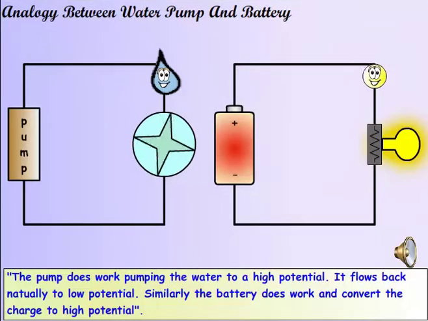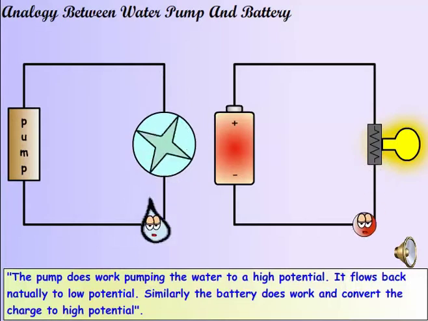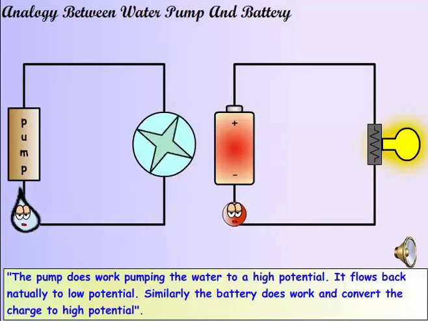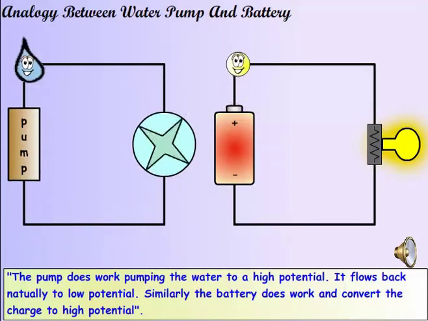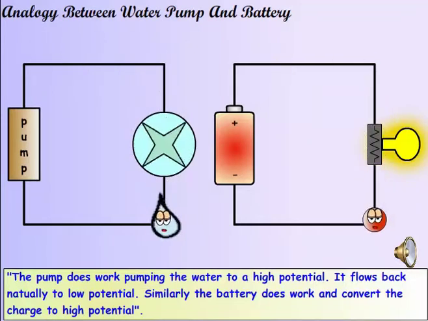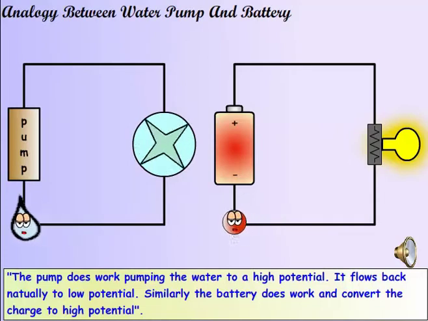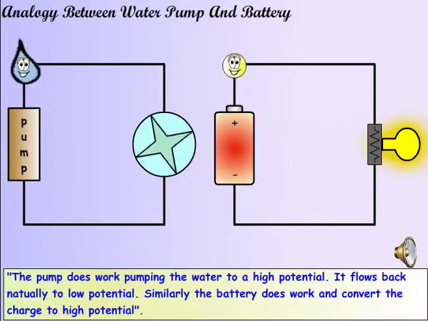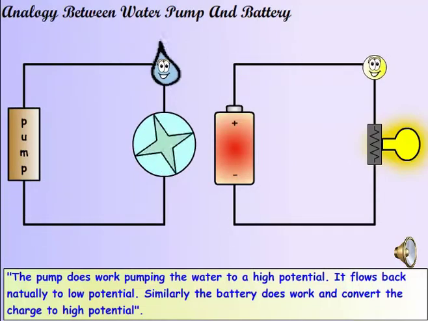The pump does work in pumping the water to a higher potential. The water then flows naturally to the lower potential. Similarly, the battery does work in increasing the potential of the electron, which then flows through the circuit to a point of lower potential.